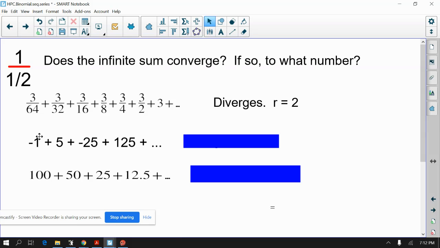Here, what is the R value? How do I get from one term to the next? Here I multiply by -5 to get from -1 to 5, and then multiply by -5 again to get to -25. So the R value, in this case, is less than -1, so it again diverges.